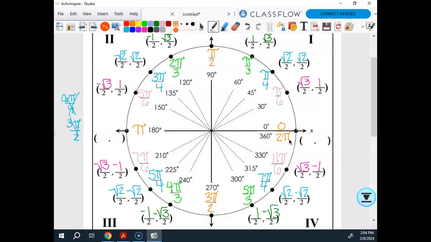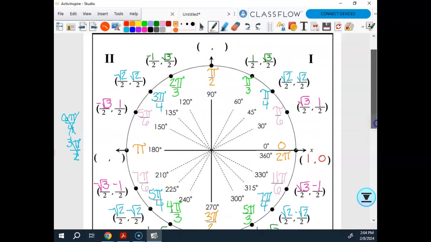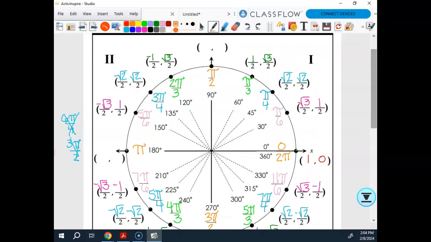Okay? All right, so then what is the cosine of 0? 1. What is the sine of 0? 0. What is the cosine of pi halves? 0. What is the sine? 1. What is the cosine of pi?